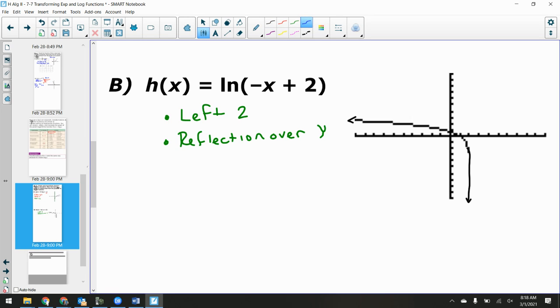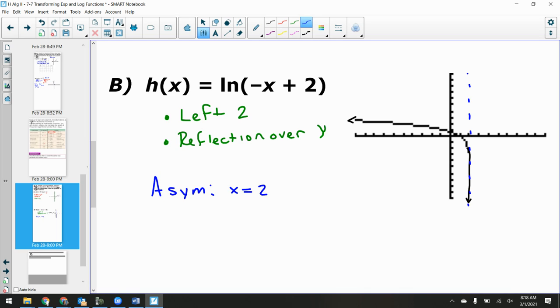All right, so now, did my asymptote change? Yeah, my asymptote changed. Now, it looks to be right here. Where is that? Where is my asymptote now? At x equals 2. Good. The asymptote is at x equals 2.